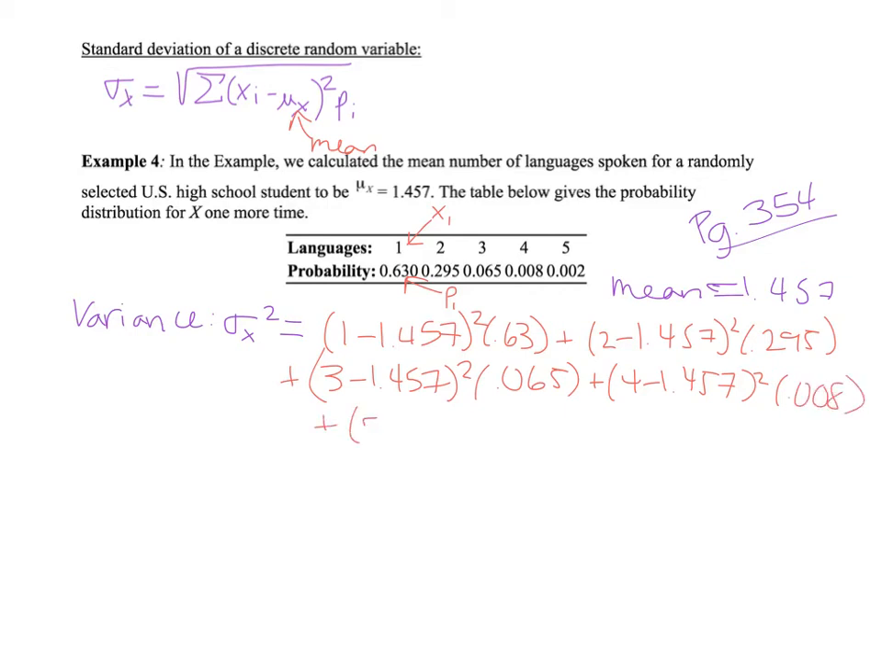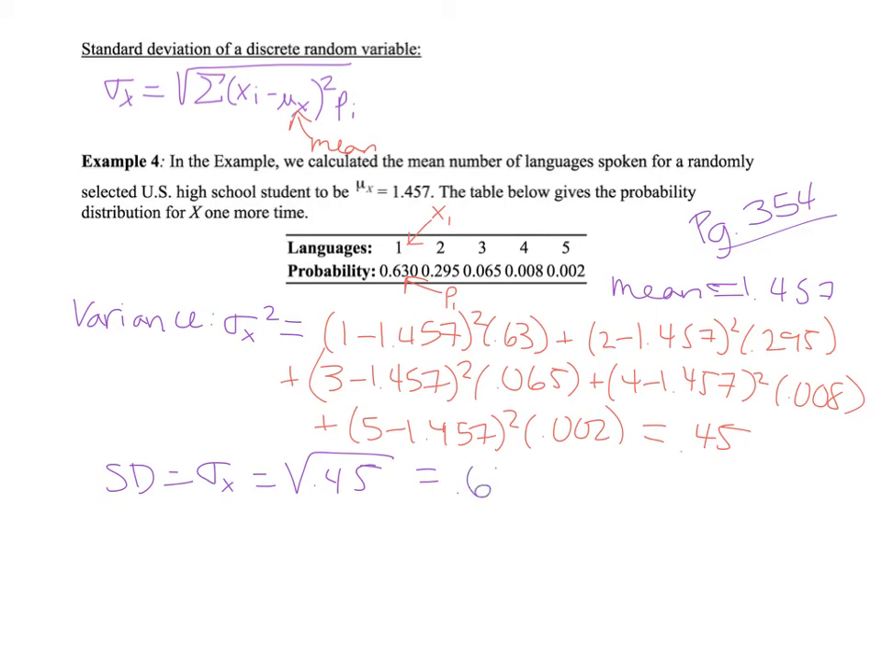Okay, so when we do this, if you want, you're welcome to work this out on your calculator on your own. You can put it all in. You'll find that your variance is going to be 0.45. All you need to do from there is find your standard deviation by taking the square root of your variance, and you do end up getting 0.671.